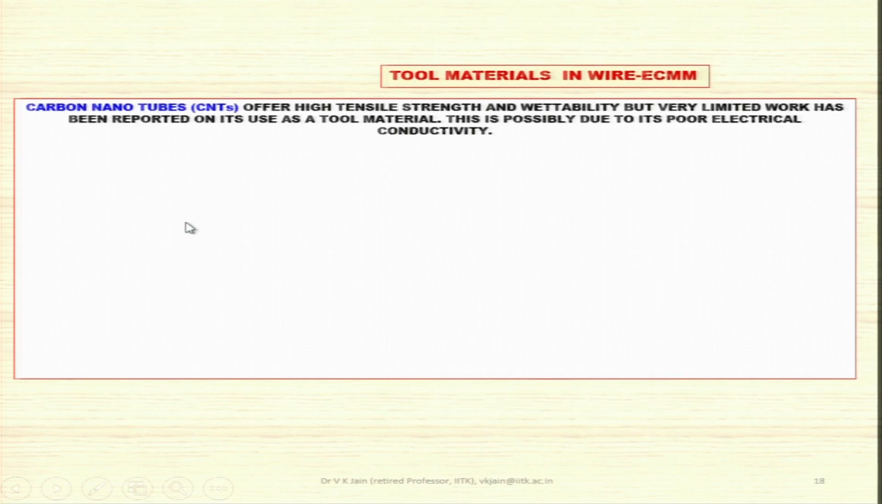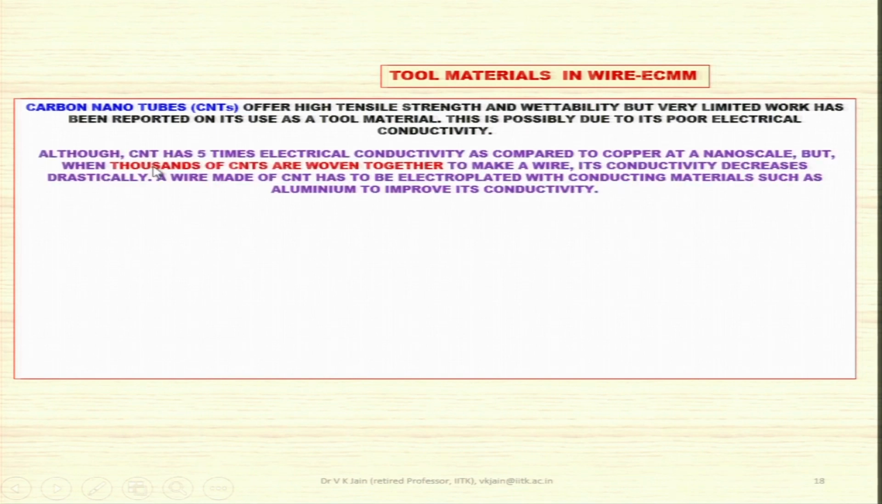Continuing tool material in wire ECMM. Carbon nanotubes offer high strength and wettability, but very limited work has been reported on their use as a tool material. This is possibly due to poor electrical conductivity. Although CNT has 5 times the electrical conductivity of copper at nanoscale, when thousands of CNTs, carbon nanotubes, are woven together to make a wire, its conductivity decreases drastically. A wire made of CNT has to be electroplated with a conducting material such as aluminum to improve its conductivity. That is why CNTs have very limited applications as of now in wire electrochemical micromachining.